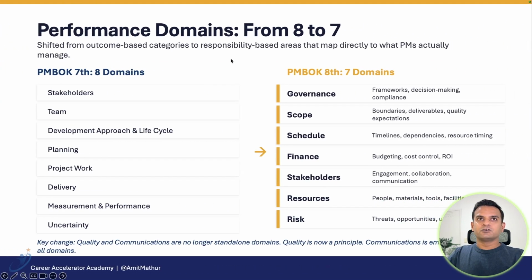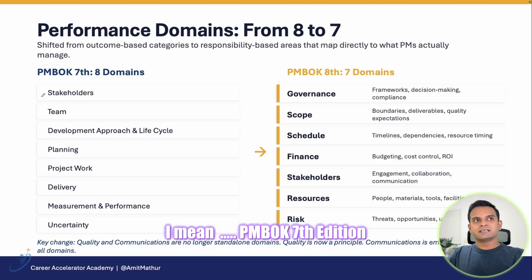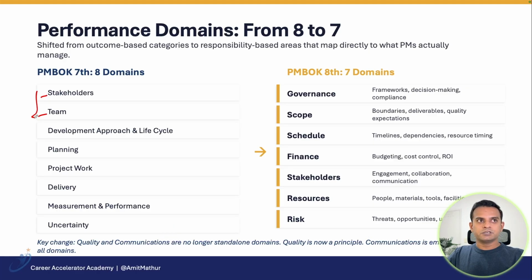Next we have performance domains, which have moved from the 7th to the 8th edition. The 7th one has stakeholders and teams, development approach and life cycle, planning, project work, delivery, then measurement and performance, and uncertainty. So these are the 8 domains they have.